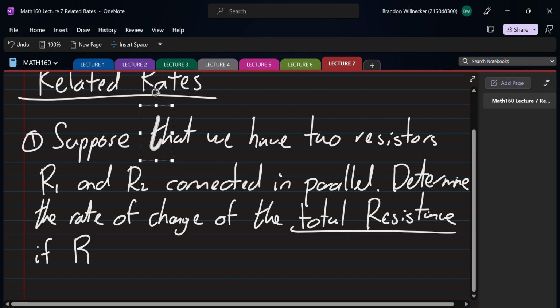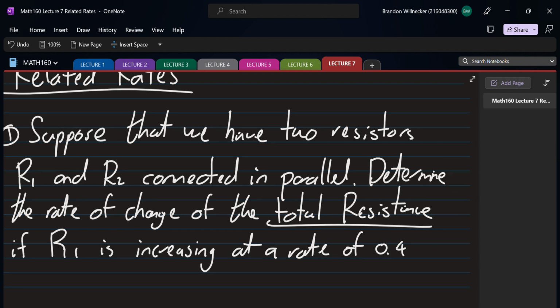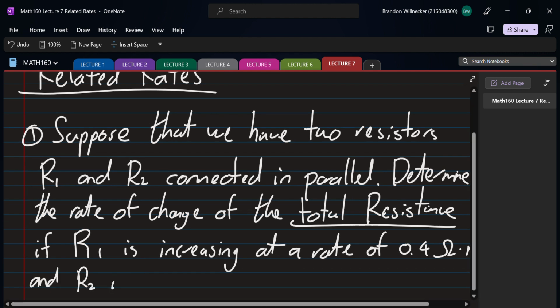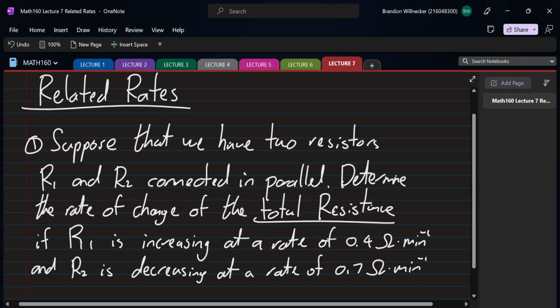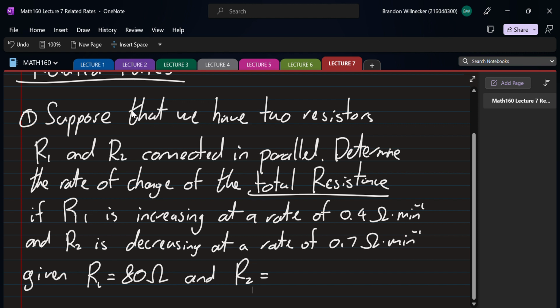So if R1 is increasing at a rate of 0.4 ohms per minute, and R2 is decreasing at a rate of 0.7 ohms per minute, given R1 is equal to 80 ohms and R2 is equal to 105 ohms.